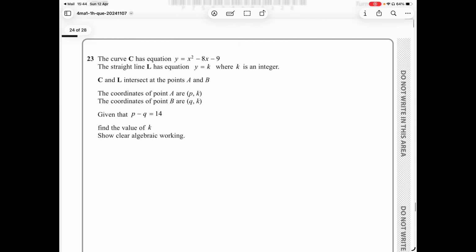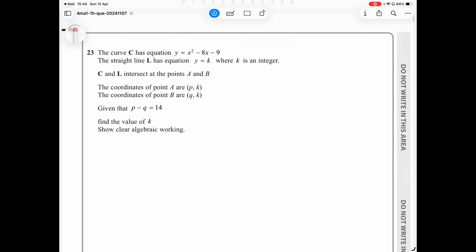Right, so here's number 23 off the year before last paper. The curve C has an equation y equals x squared minus 8x minus 9, and the straight line L has an equation y equals k, where k is an integer. If I was to draw this, it goes a bit like that, but I don't know exactly where those points are.